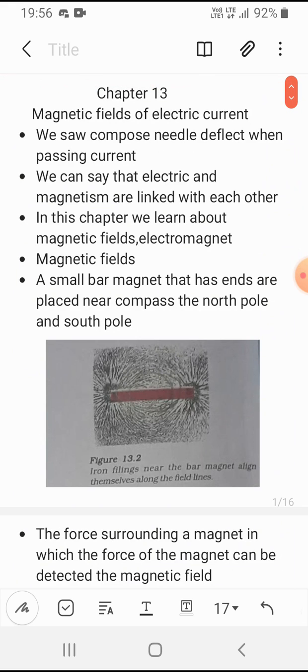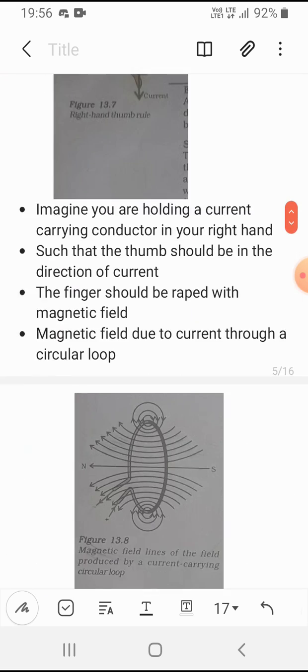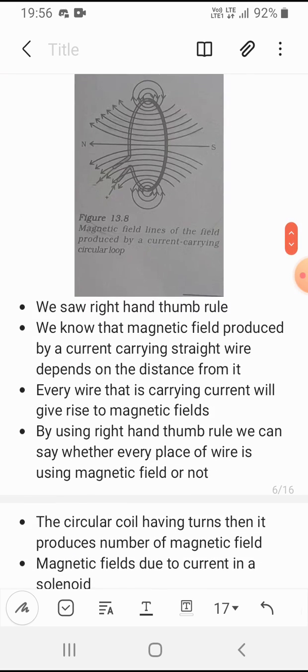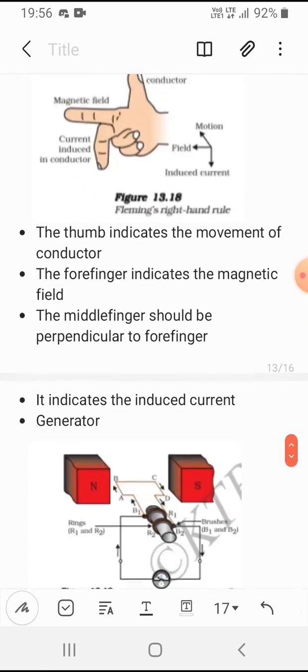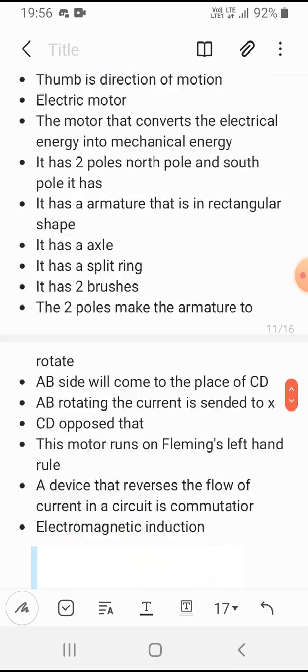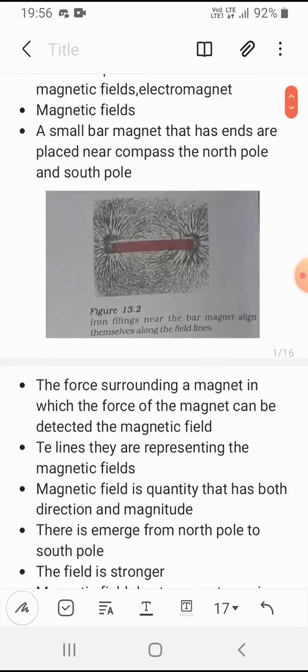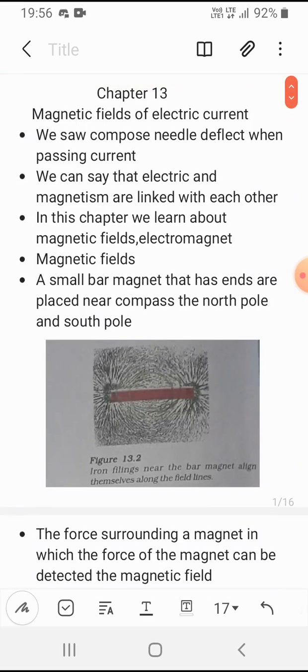So this was your chapter, magnetic fields of electric current. I explained about the generator, Fleming's left hand rule and right hand rule, and the electromagnet. For the magnetic fields, they will ask 1 mark questions, and the right hand thumb rule, left hand thumb rule, solenoid, and the fuse, what is a fuse as I said, and what is overloading and short circuit they may ask for 1 mark. Remember that.